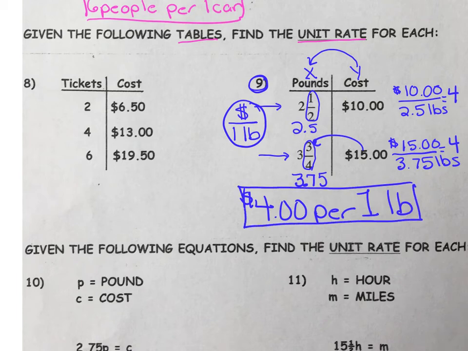Take a moment, pause the video, and do the same for table number 8. Remember, you're going to put Y over X, cost over tickets, as you create your ratios. Pause the video, and remember, you can check your answers against the answer key later.